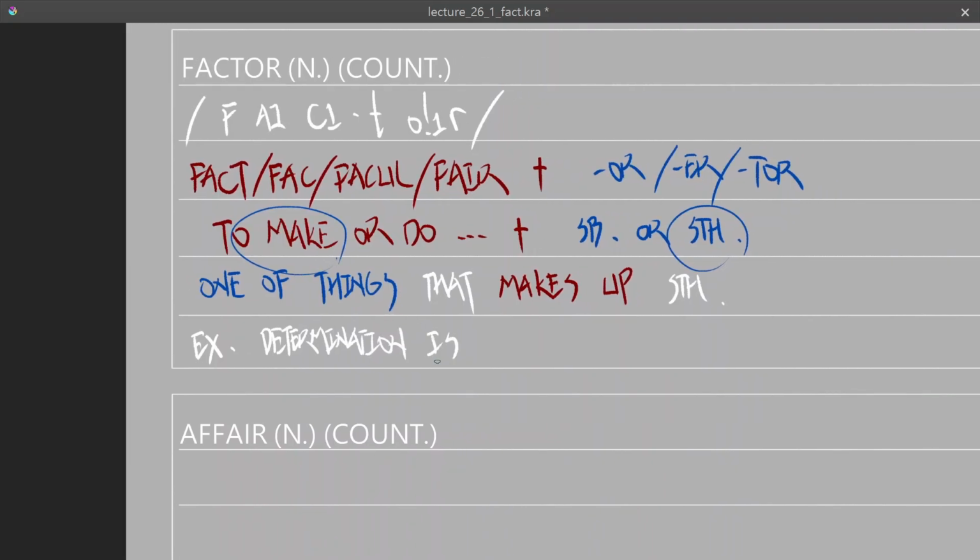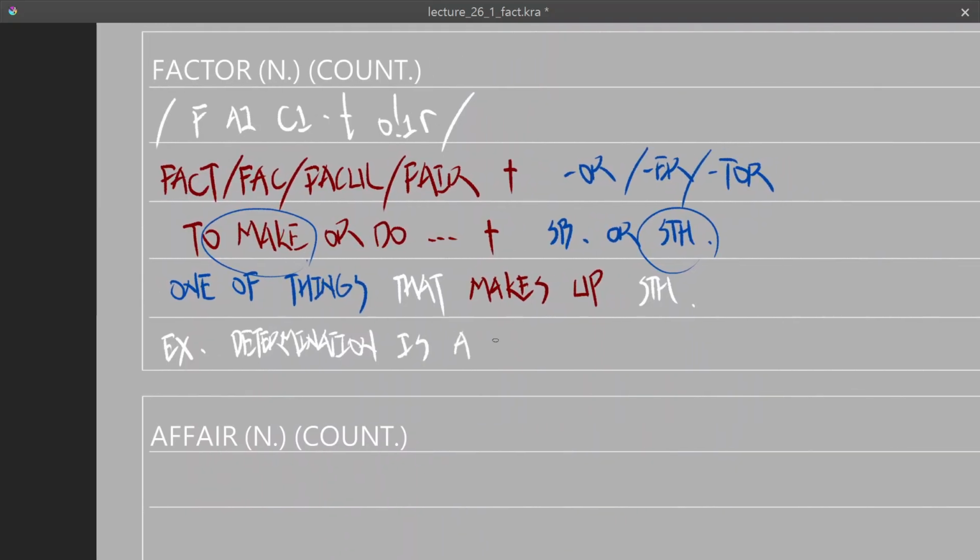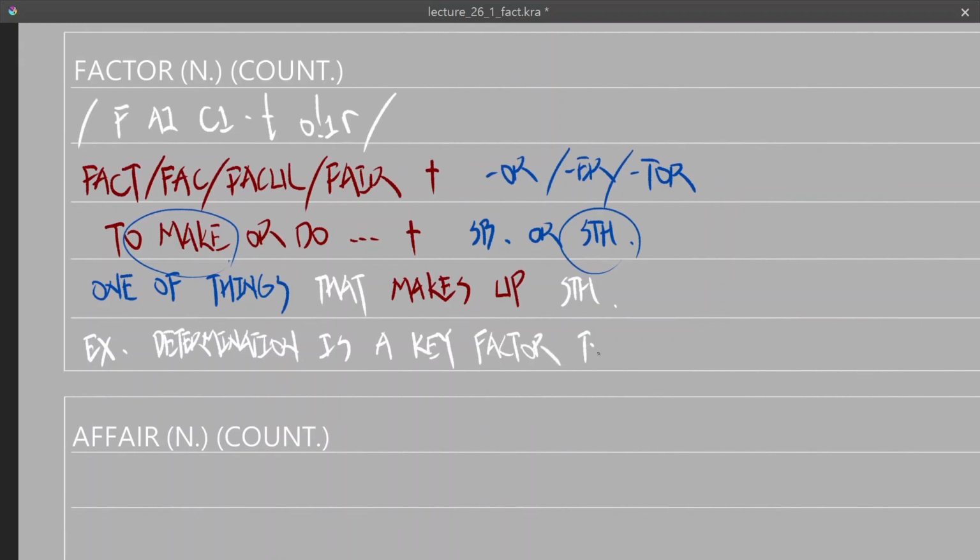Determination is a key factor to succeed.